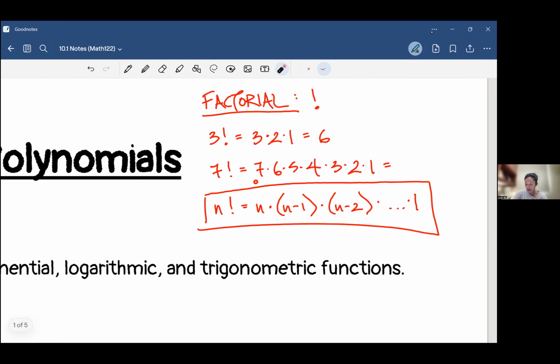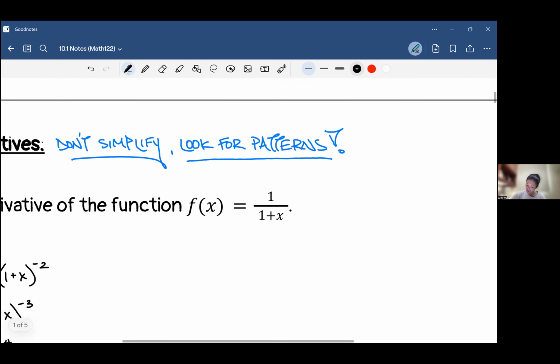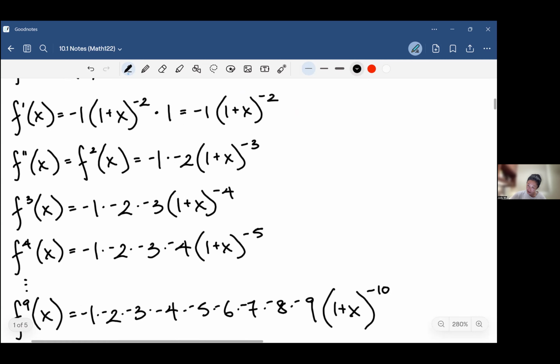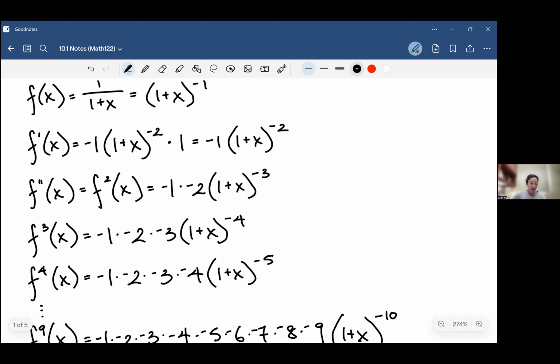Same thing, 7 times 6 times 5 times 4 times 3 times 2 times 1, we can just write as 7 factorial, okay? So now let's go back to our question and see how we might use this idea of factorial. All right. So here's what I see in the first one. I'm actually going to factor out a -1 to the first power times 1 times 1 plus x to the -2.